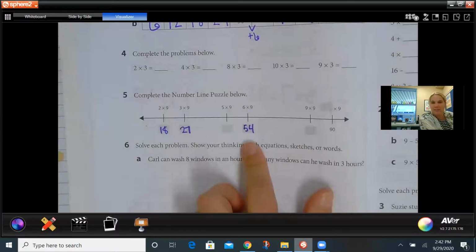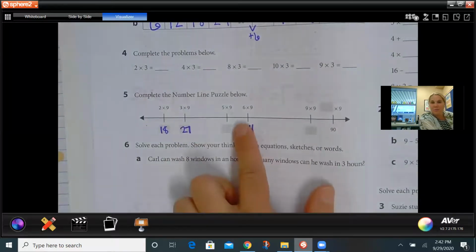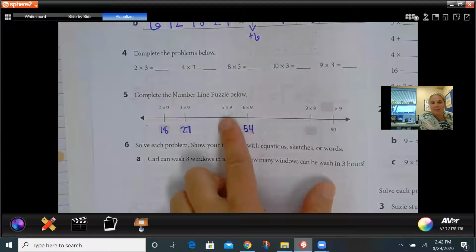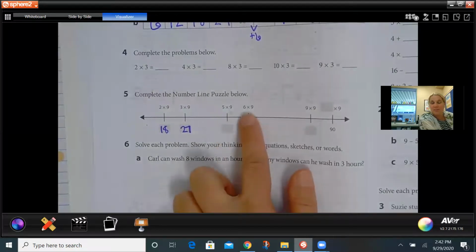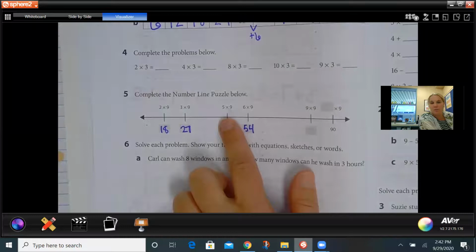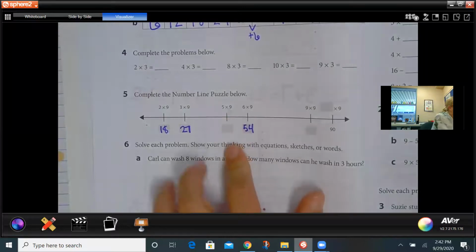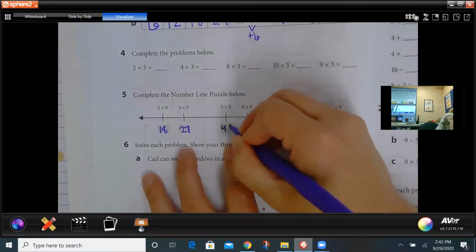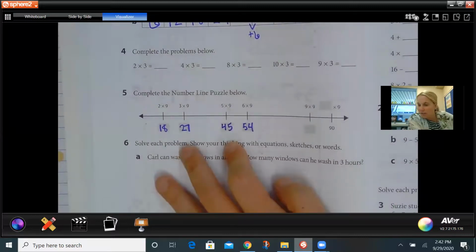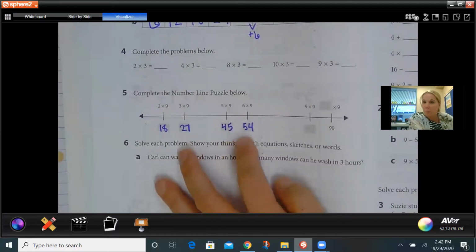Okay, now I have to take away a group of 9 from this one because we're going from 6 groups to 5 groups. If I take away a group of 9, it's going to be 45. Oh my goodness, look how tricky these 9s are. 45 and 54. Wowza. I'm going to show you guys a trick one day about multiplying by 9s.